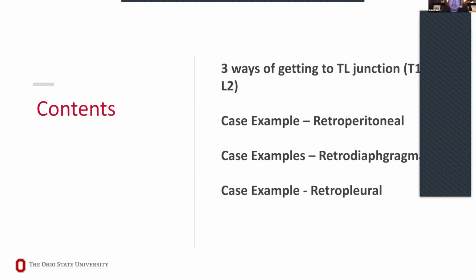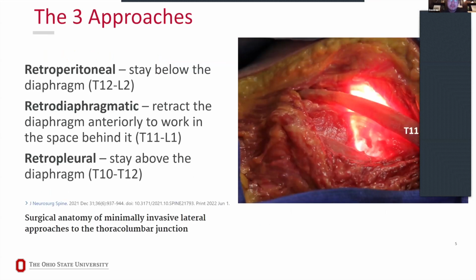So, contents: three ways of getting there. I'm going to do this mainly through case examples rather than just didactic slides. So just a brief teaser of the anatomy. When we talk about these three approaches, retroperitoneal, retrodiaphragmatic, retropleural, it really all relates to the level of the thoracic and thoracolumbar junction you're trying to get to.